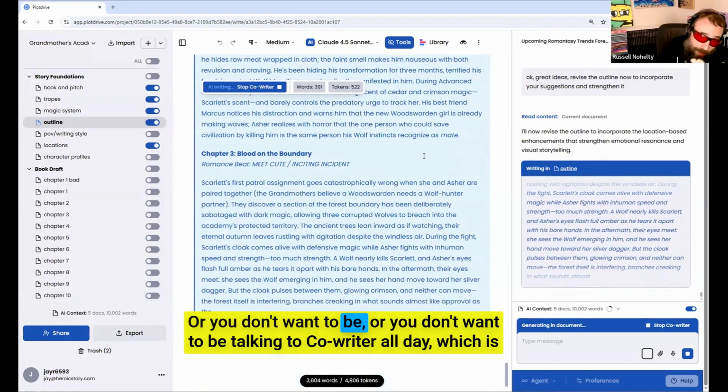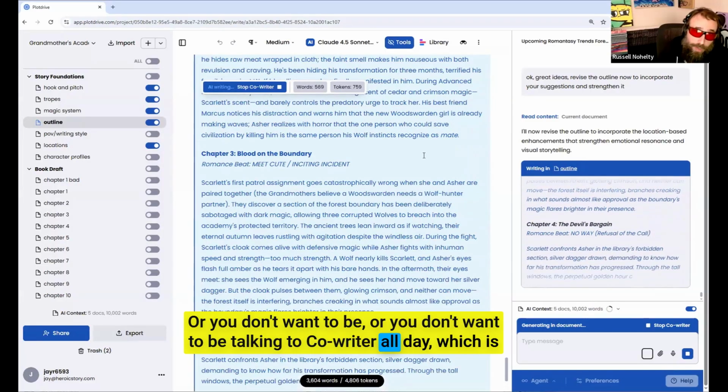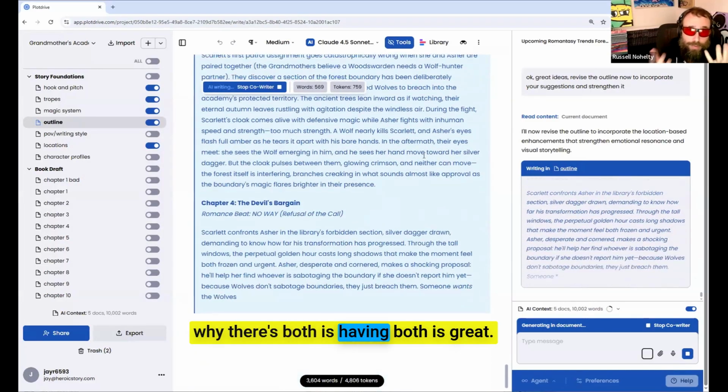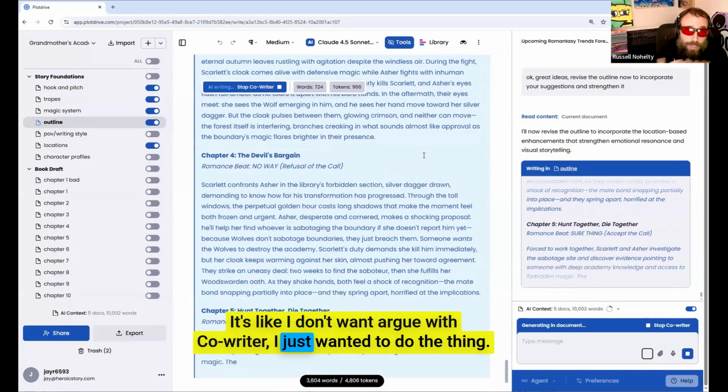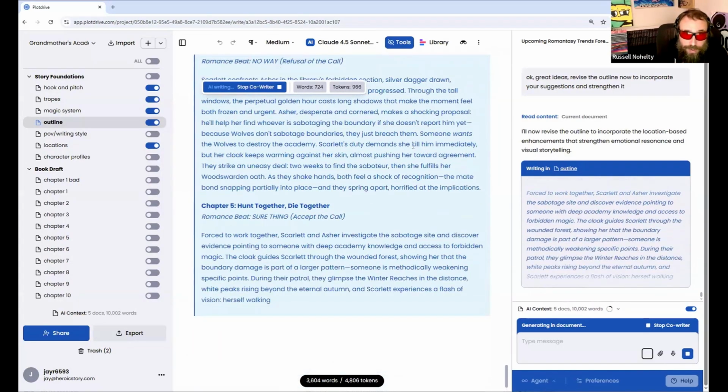Absolutely. Or you don't want to be talking to co-writer all day, which is why there's both. Having both is great. It's like, I don't want to argue with co-writer. I just want it to do the thing.